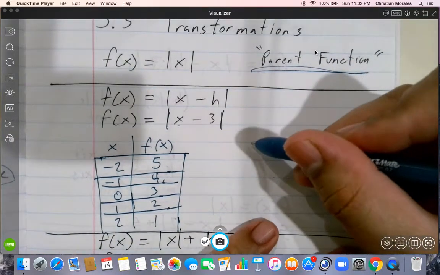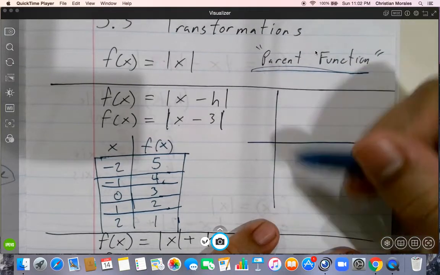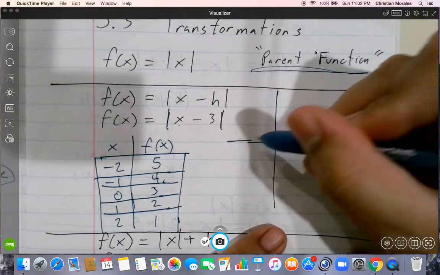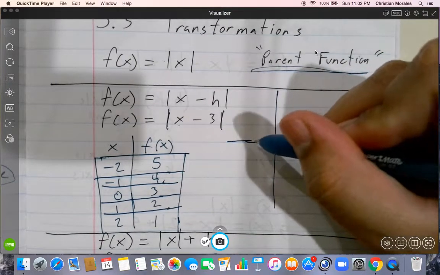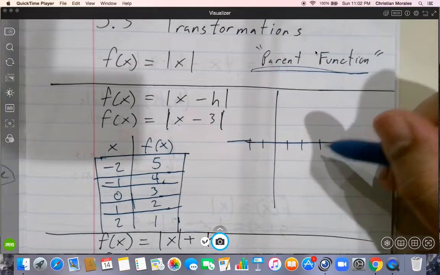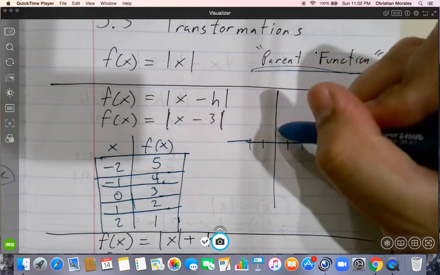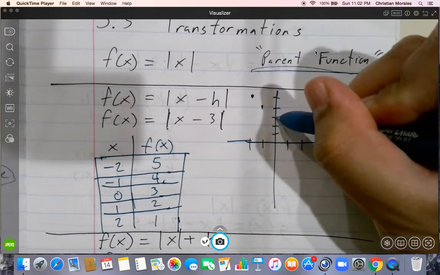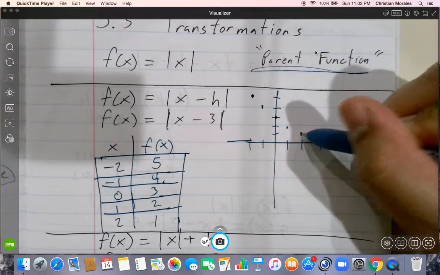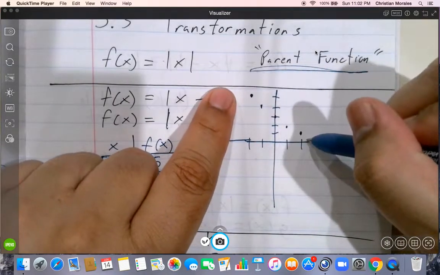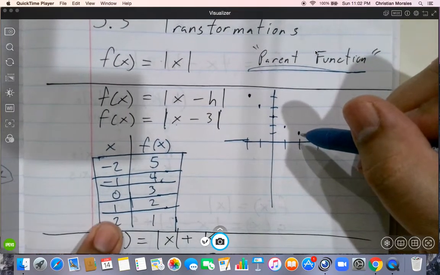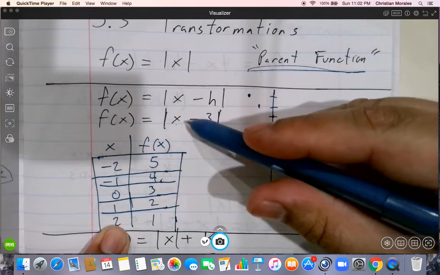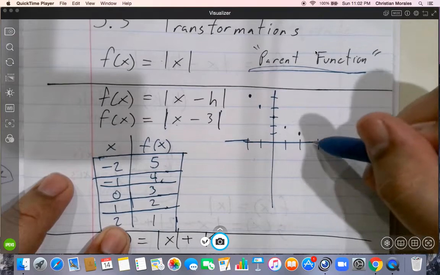Now if I graph that, it looks something like this. One, two, three, four, 5. Starts here, then here, then here, then here, then here. Something's happening there. It hasn't changed direction yet because I'd actually have to continue the table. If I plug in a 3, guess what I get? 0.